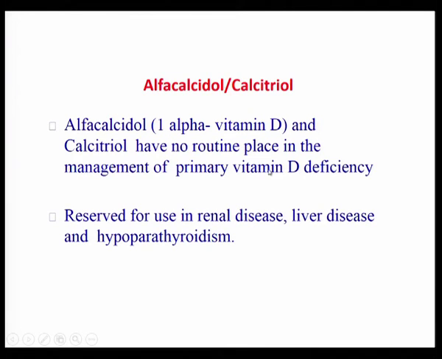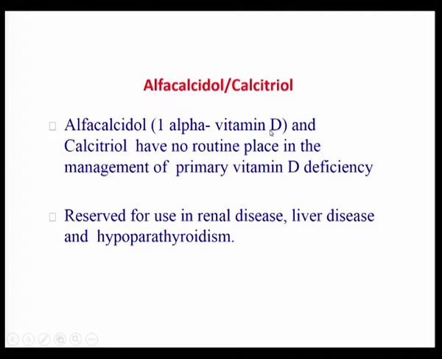Actually you have two preparations, alpha calcidol, which is 1 alpha vitamin D, the activated version, and calcitriol. They have no routine place in the management of primary vitamin D deficiency. So what do you mean by this? This is basically the real activated version of vitamin D, not directly given as a supplement. Only in severe, acute cases is it recommended. Mostly we want to restore the pathway, so you give the precursor vitamin D and allow the system to make the activated versions.